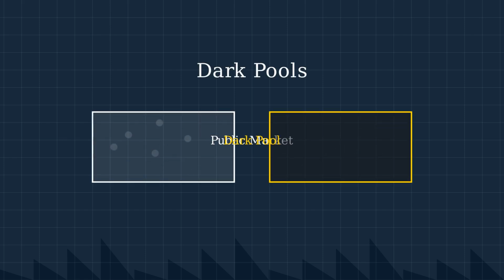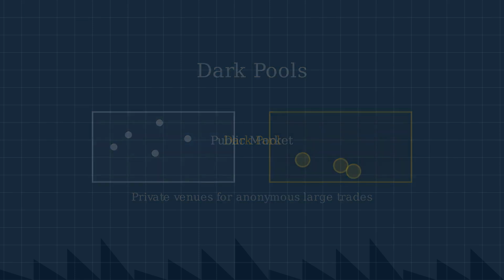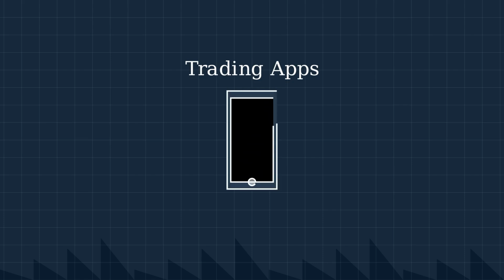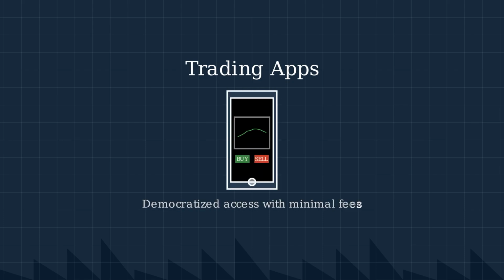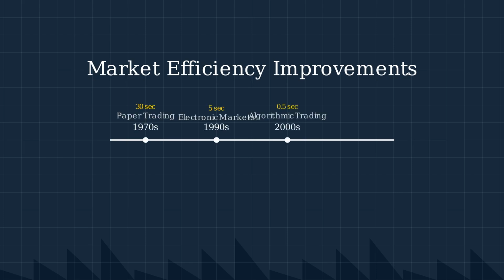Dark pools are private trading venues that allow large institutional investors to trade without revealing their intentions to the broader market, preventing market impact. Trading apps have democratized market access, allowing retail investors to trade from smartphones with minimal fees and without the need for traditional brokers. These technological advances have dramatically increased market efficiency, reducing trade execution times from minutes in the past to microseconds today.